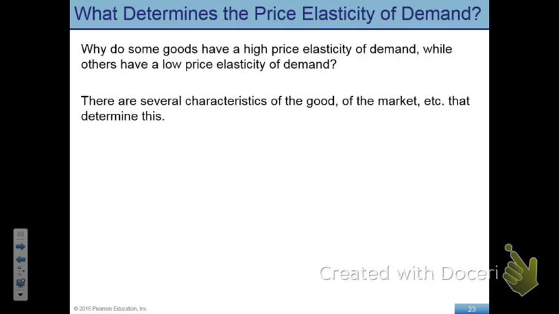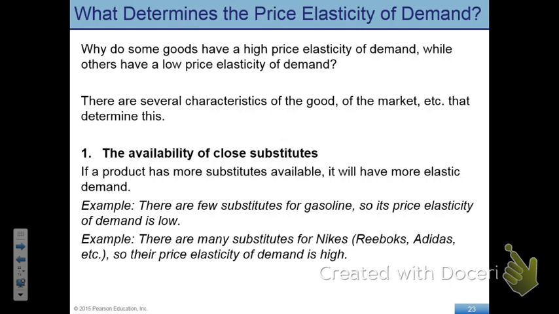Because not all markets have the same kind of price elasticity of demand. Not all goods have the same price elasticity of demand. So the question is, what are the issues that really govern the magnitude of this price elasticity of demand? As we are going to see, these are all quite intuitive factors that really change or affect your price elasticity of demand. The first one is obvious.